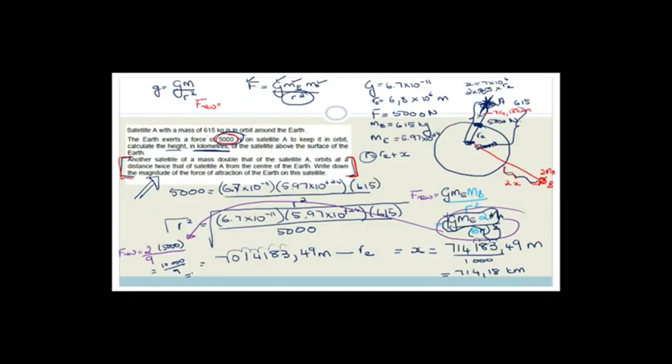There goes, 555.56 newtons. Okay, so there you go. Now you know what the force is. It just said write down the magnitude of the force of attraction. They kind of want you to go with ratios.